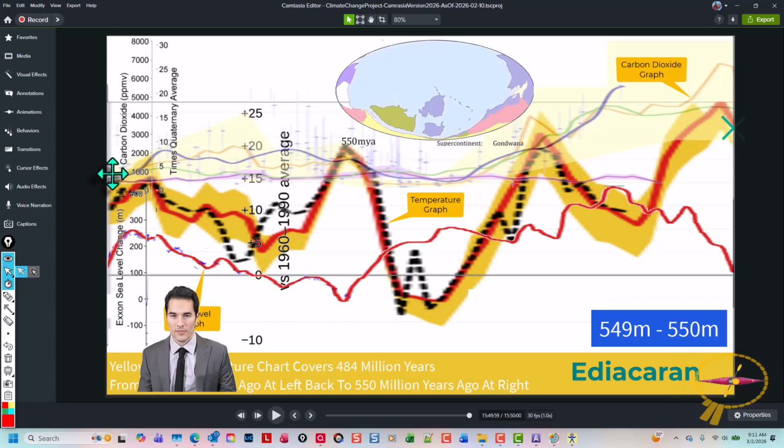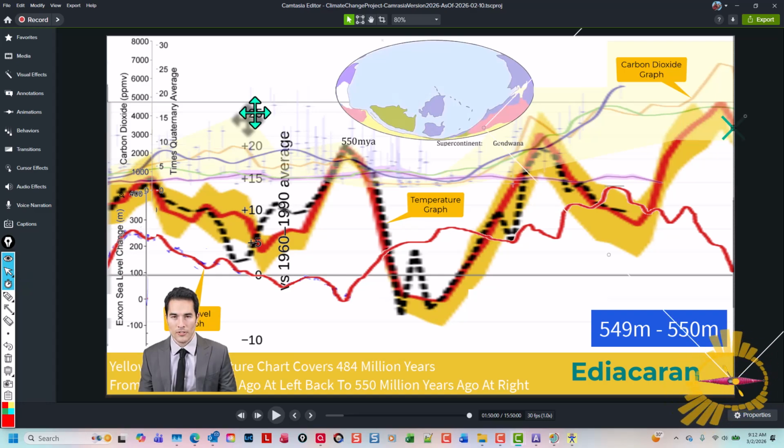These carbon dioxide values are significant considering that current carbon dioxide in the atmosphere is only 410 ppm. Furthermore, I'll point out that temperature about 550 million years ago was running almost 25 degrees Fahrenheit warmer than today. We'll navigate to the previous panel.